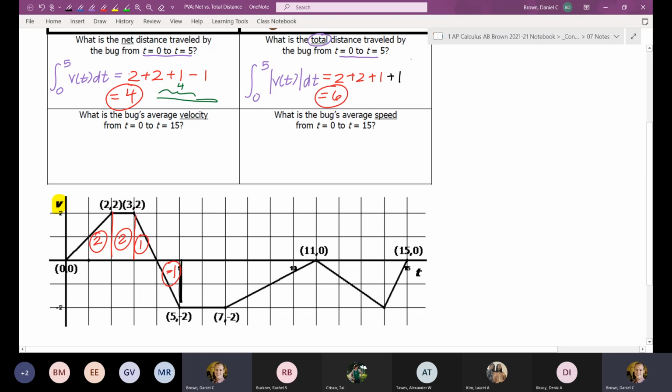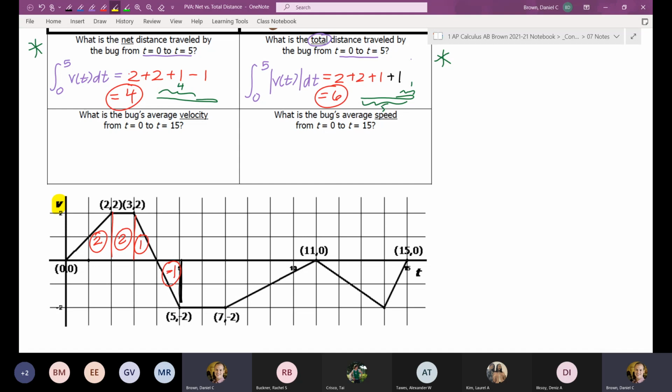Meanwhile, the total distance is finding that it went forwards by 5 and then backwards by 1. But the total distance it ended up traveling was that 5 plus the 1 that it went backwards. And that's where that 6 is coming from. So we have the net distance versus the total distance. Definitely want to make sure we know those words.